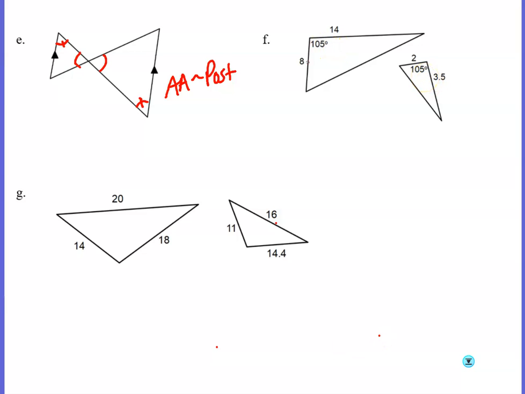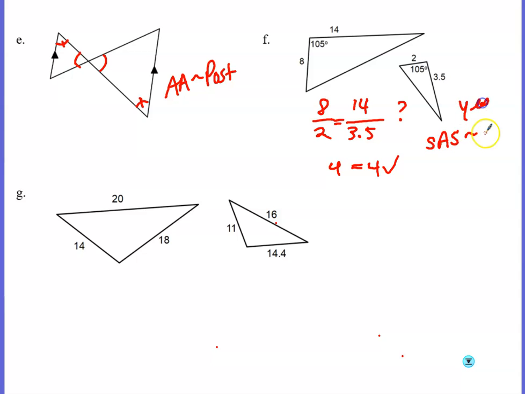Now I'm going to match up 8, which is the smaller one over here, with the smaller one over here too. And I'm going to match up 14 and 3.5, and I'm going to see if this is true. Well, 8 divided by 2 is obviously 4, and 14 divided by 3.5 is also 4. So these are proportional. So that means they are similar by the SAS similarity theorem.